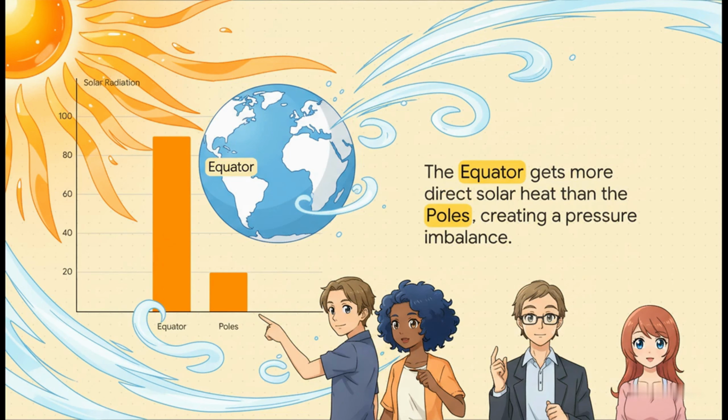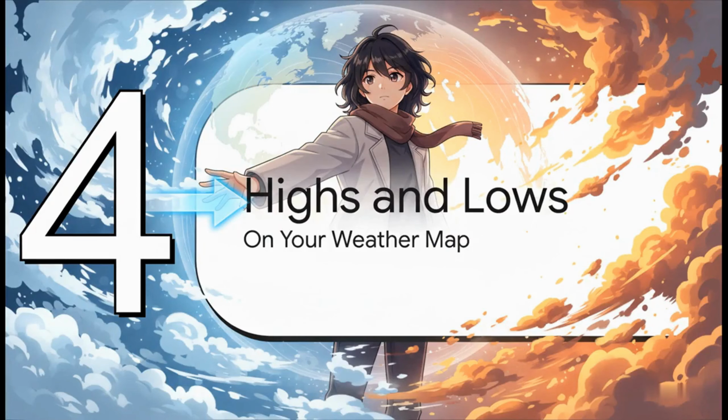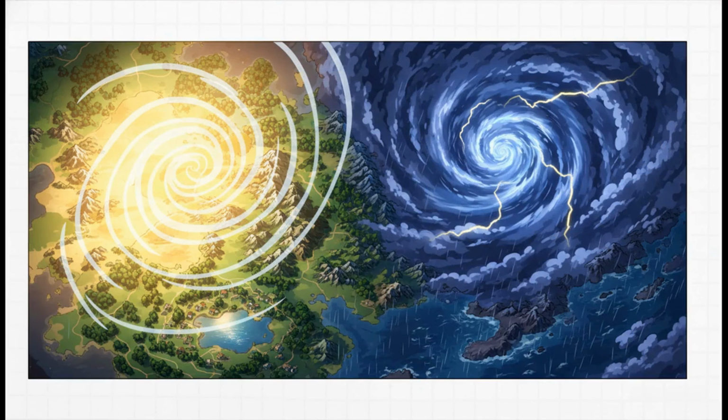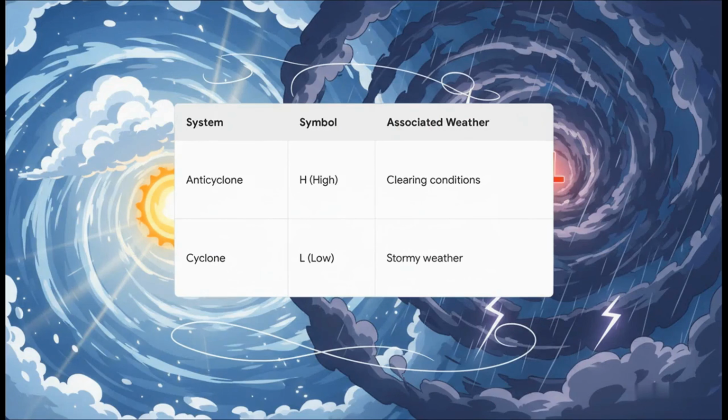So, let's bring this all back to something you see pretty much every day, the weather forecast. How does all this connect to what the person on the news is pointing at on that big map? You know those big blue H's and red L's on the weather map? Well, they aren't just random letters. They represent huge domes of high pressure and troughs of low pressure moving across the globe. They are just the really, really big versions of the pressure differences we saw at the beach. And now you know exactly what they mean.